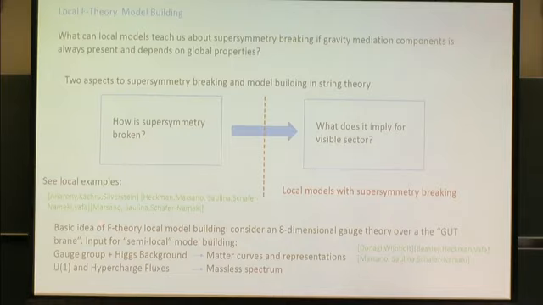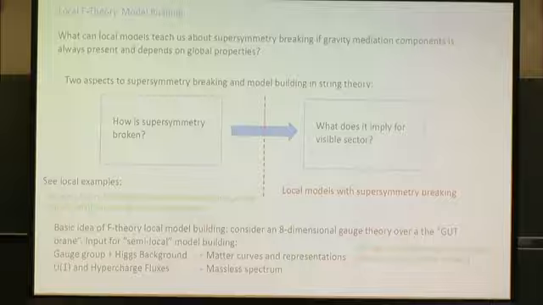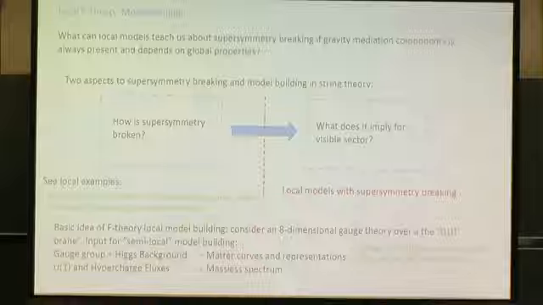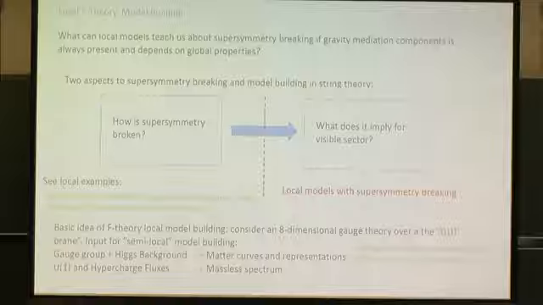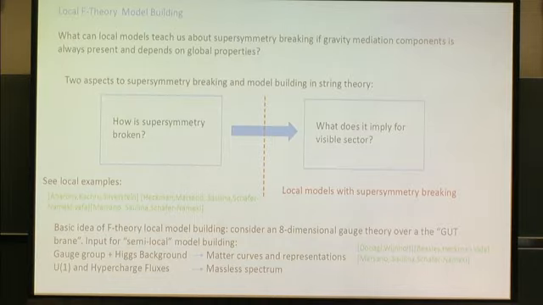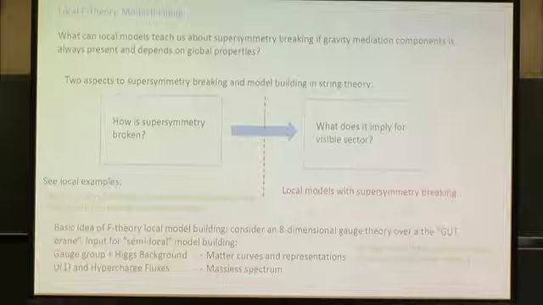The basic idea of local model building is to consider an 8-dimensional gauge theory modeling the GUT brane, and forget about the rest of the compactification. The input for so-called semi-local model building is the gauge group and a Higgs background on this GUT brane. The gauge group and Higgs background tell you not just the 4-dimensional gauge group, the SU(5), but also what the matter representations of your model are. This is what the geometry goes to: matter representations and curves. You can also turn on fluxes on the GUT brane, and this will tell you things about the massless spectrum.